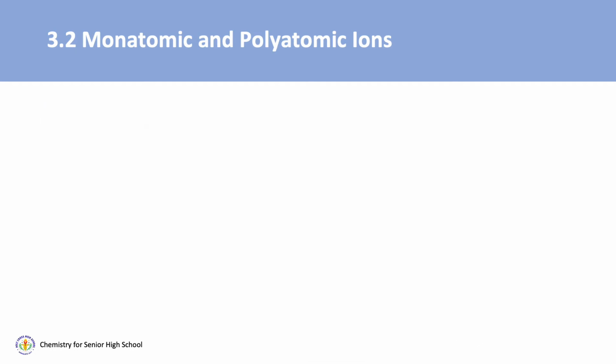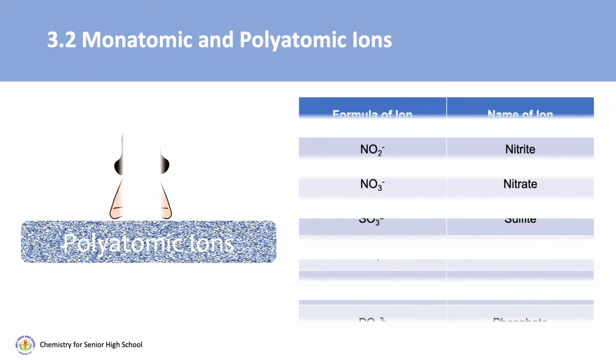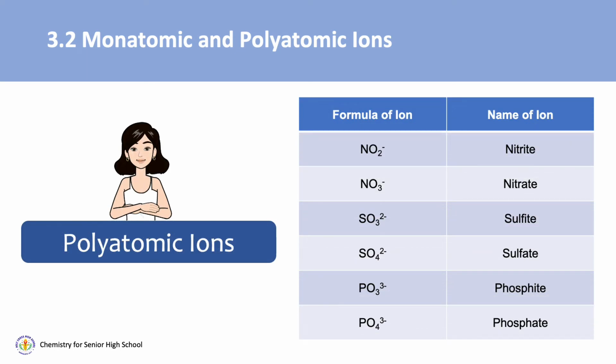So here we have 6 examples of polyatomic ions. Just like the monatomic ions, we have their formulas and their names. Let's start off. NO2⁻ or nitrite, NO3⁻ or nitrate, SO3²⁻ sulfite, SO4²⁻ sulfate, PO3³⁻ phosphite, and PO4³⁻ phosphate.